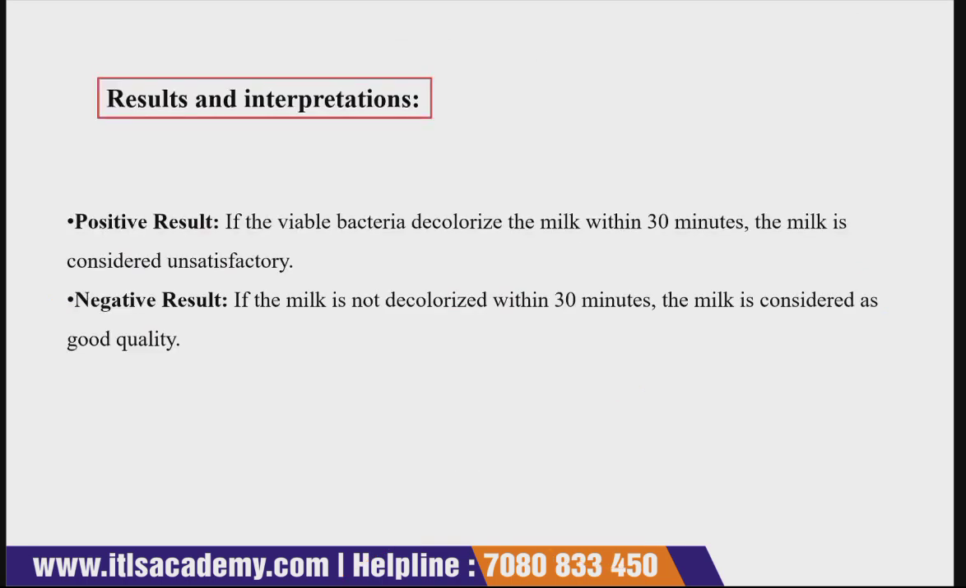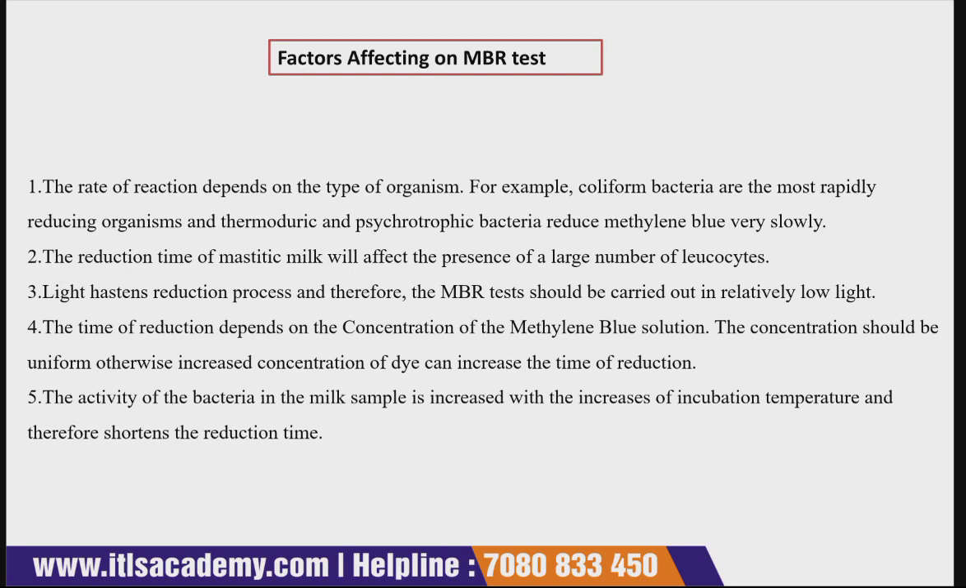Now moving to the next, what are the factors that affect the MBRT test. The first factor is the rate of decoloration depends on the type of organism. For example, coliform bacteria are the most rapidly reducing organisms, and thermoduric and psychrotrophic bacteria reduce the methylene blue very slowly. So the first factor is the rate of reduction, which depends on the type of microorganism.